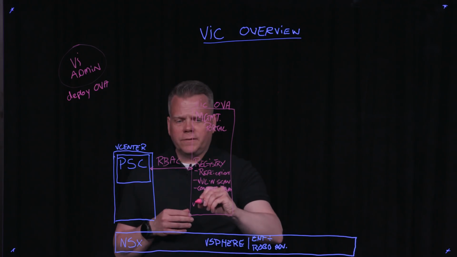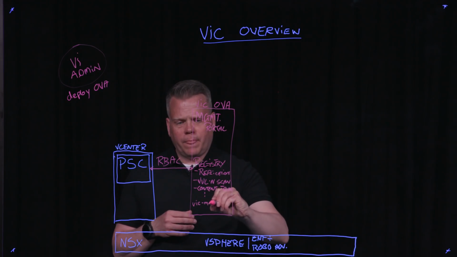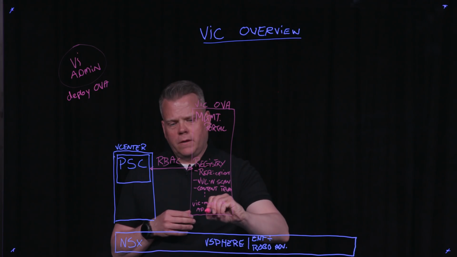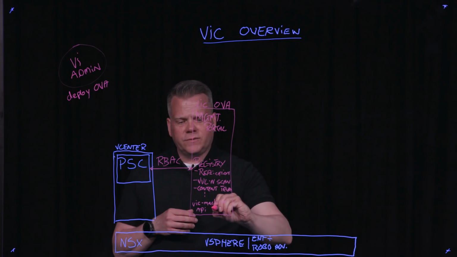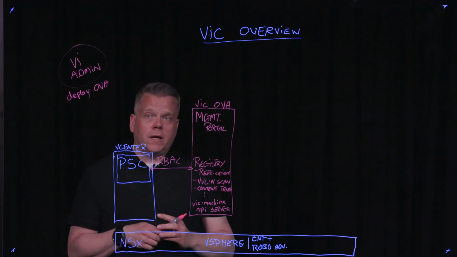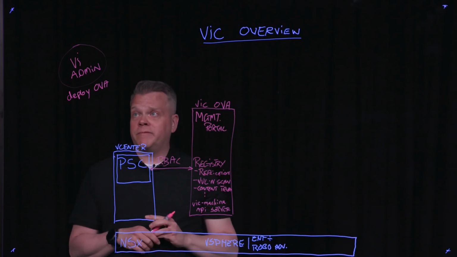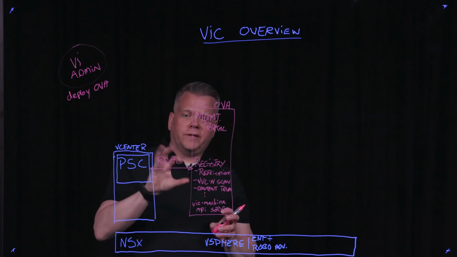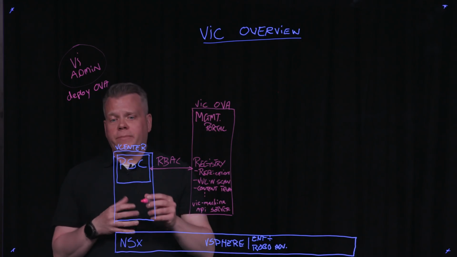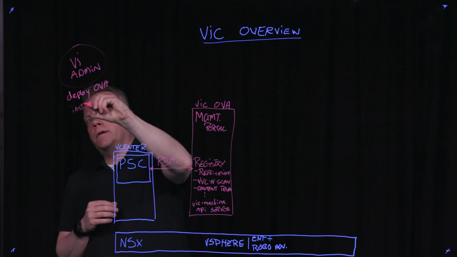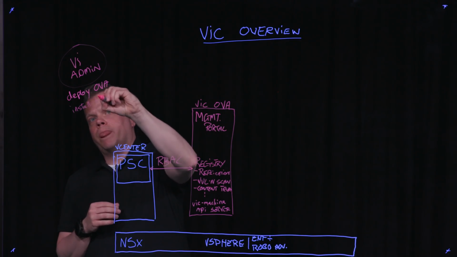The last component is the VIC machine API server. That basically provides us with the primitives that we need to create the virtual container hosts. We'll get back to that in a couple of minutes. After the OVA is deployed and the initialization is done, the next step is to install the VIC HTML5 plugin.